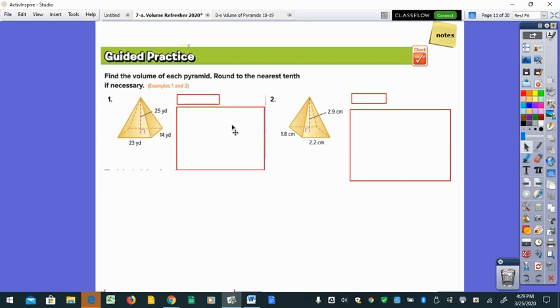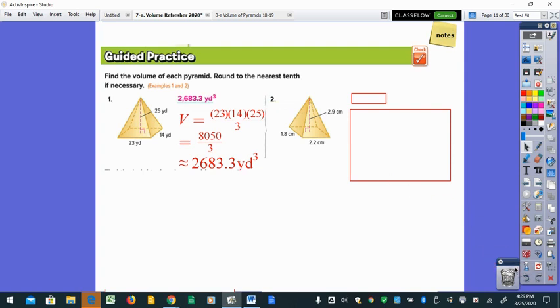Okay, let's see how you did over here. The base would be 23 times 14. It's not a triangle, so you don't have to worry about anything else, just 23 times 14. We're going to multiply it by the height. And if we stop there, that would be a prism, but it's not a prism. So we need to divide it by 3 to get your volume. Did you get 2,683.3 yards cubed?